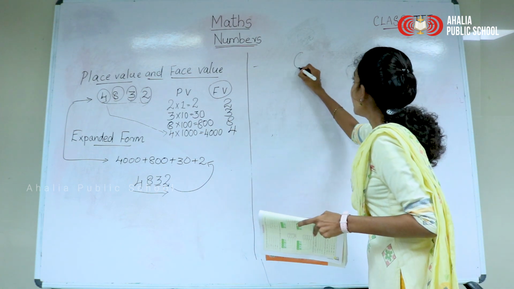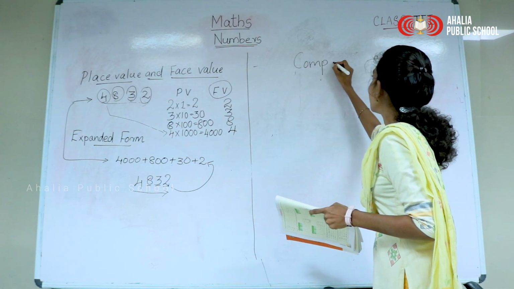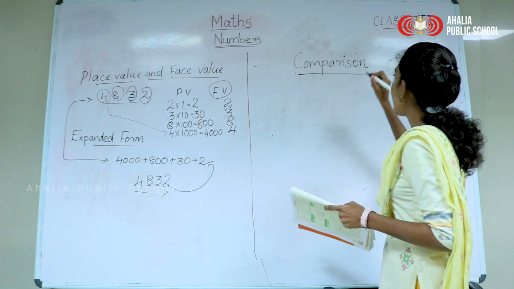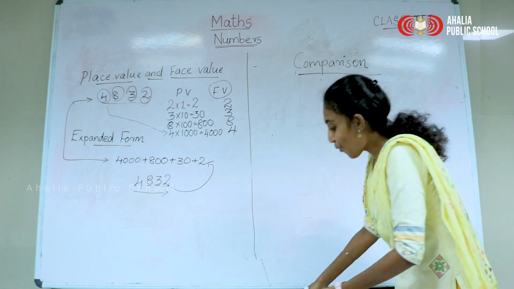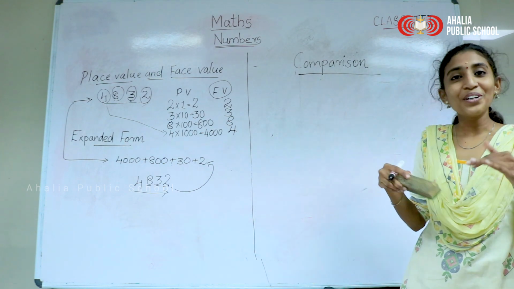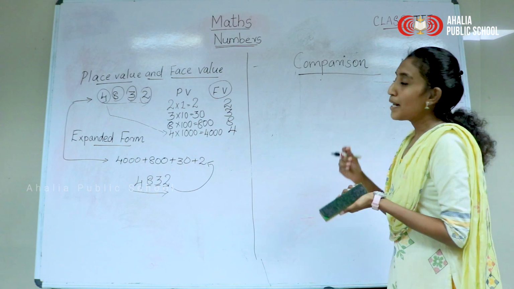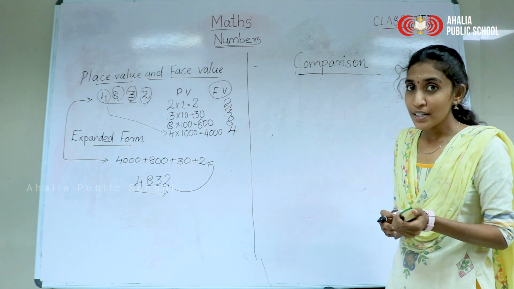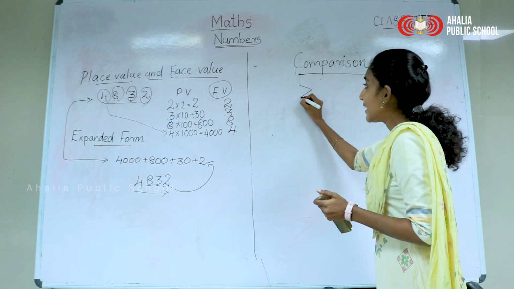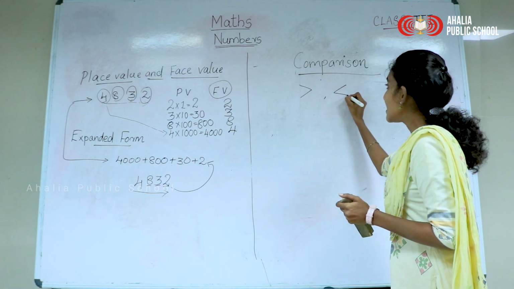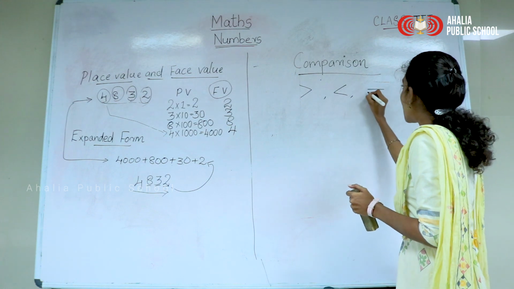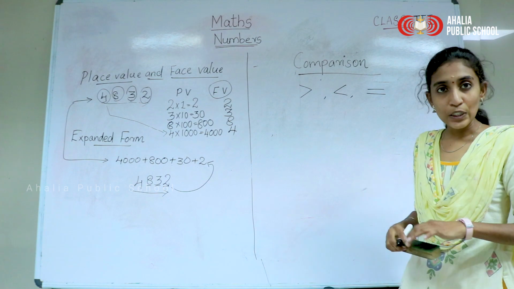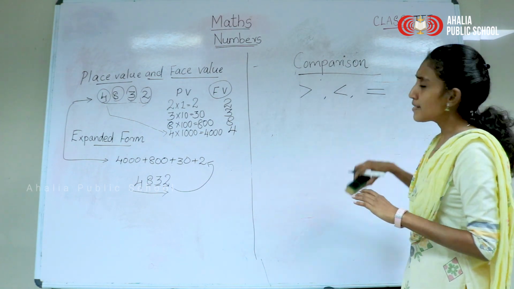Okay, that is what? Comparison. Comparison of numbers. So you already studied these topics in your lower classes, right? We usually use 3 different symbols for comparison. Do you remember what they are? Greater than, less than and equal to. So these symbols are familiar to you.